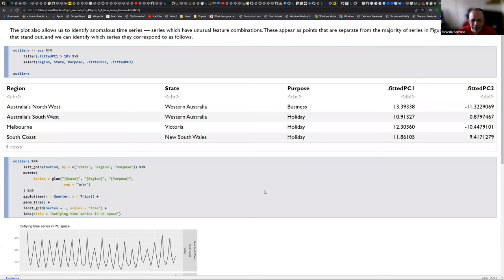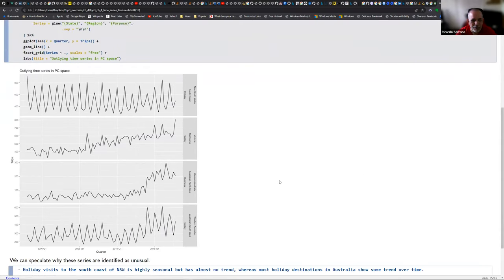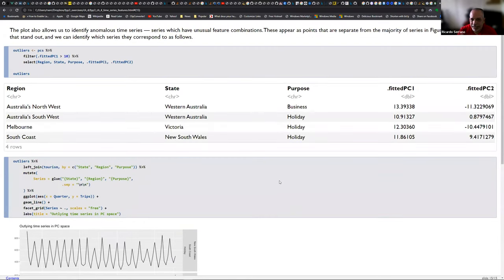So let's keep it in the oven for when Kevin comes, and then we can have a more meaningful discussion for this. But this is a way to detect outliers within your time series, which is not as easy as it sounds, okay?